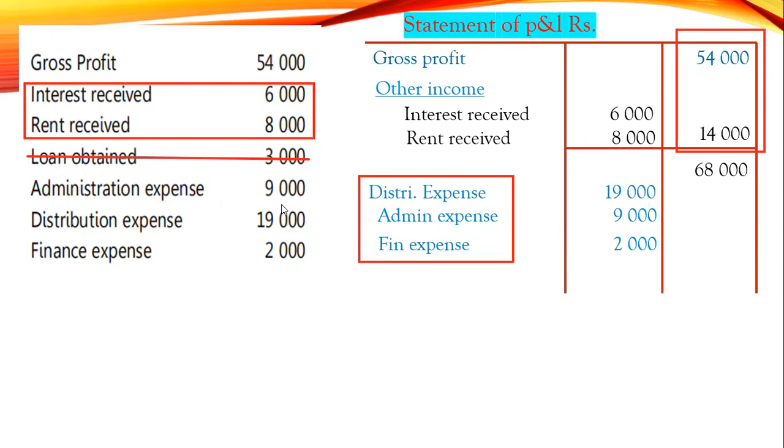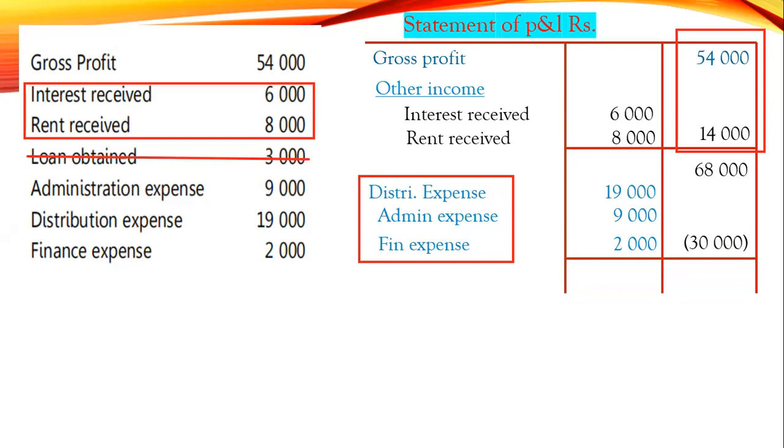That's the format of a P&L. So distribution expense 19,000, administration expense 9,000, finance expense 2,000. This order must be followed. Therefore, if you add the totals, you will get 30,000 rupees expense. We know expense is to be deducted from the income: gross profit plus other income minus expense. So we use a bracket for minus 30,000. Why do we put a bracket? Because we have to deduct the expense.